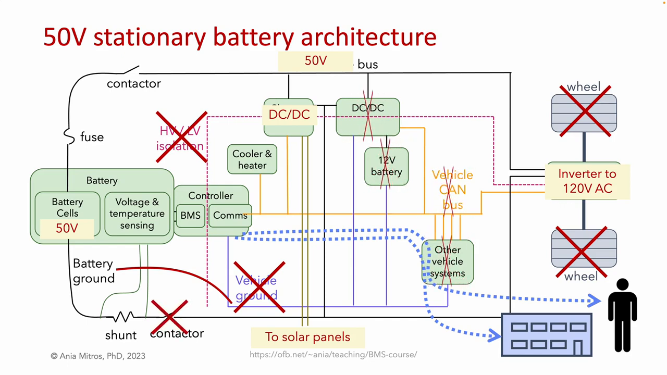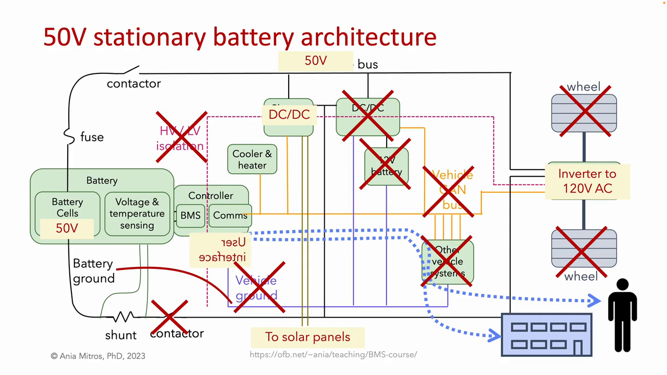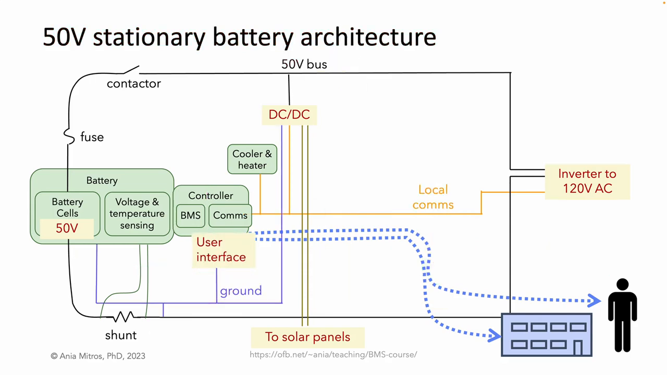We lose the car's 12-volt supply, other vehicle systems, and the car-specific CAN bus, though we might add a user interface with its associated low-voltage supplies. Simpler, eh? You might imagine that something like an unmanned drone might be simpler yet.